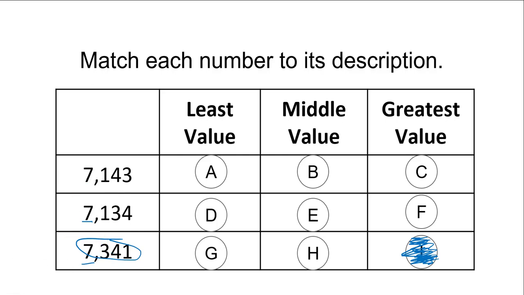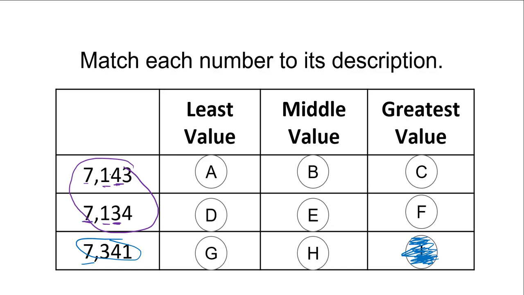Between the 7,143 and the 7,134, which one's greater? Well, 7 in the thousands place, 7 in the thousands place, 1 in the hundreds place, 1 in the hundreds place. But then there's a 4 in the tens place and a 3 in the tens place.